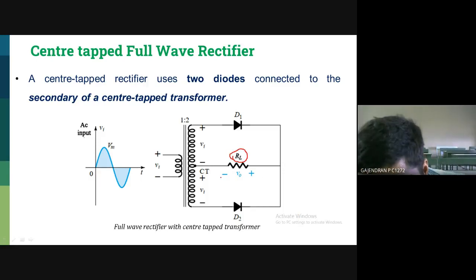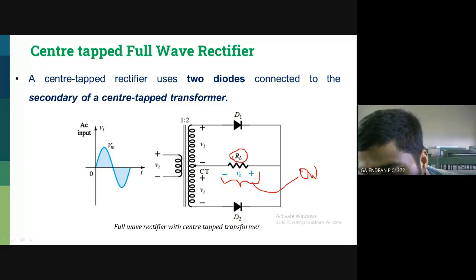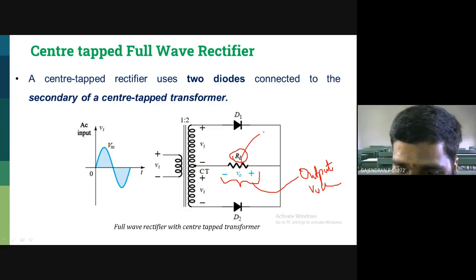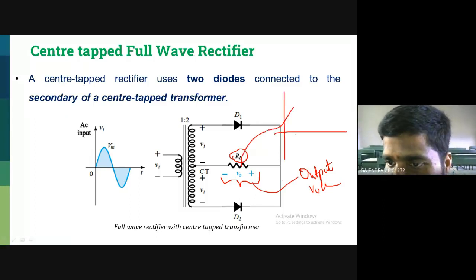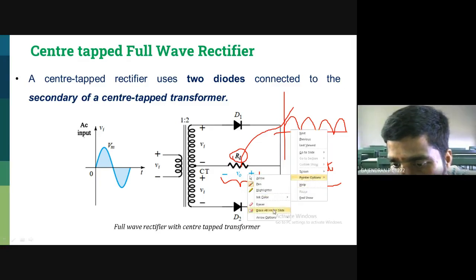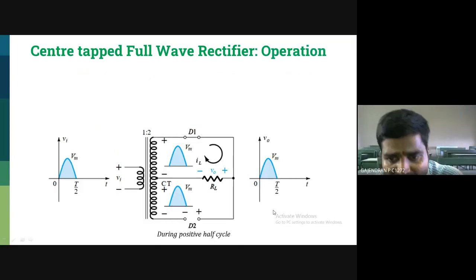The voltage across the resistor is called what? Output voltage. Am I correct, sir? The voltage across this resistor is called output voltage. Okay. So if you measure this voltage, you will get like this. Am I correct, sir? If you measure the voltage across this resistor, you will get this pulsating waveform. Okay. How it works, we will see one by one.